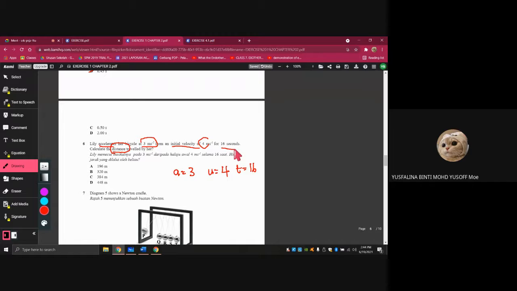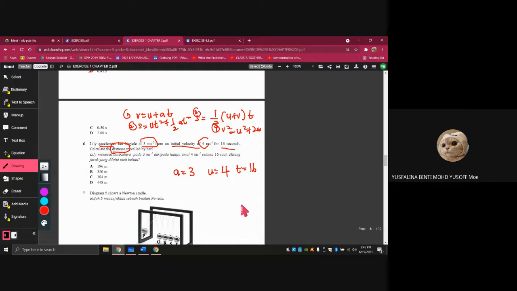This one is actually by using the equations of motion. Remember the one that S equals U plus V over 2 times T, V squared equals U squared plus 2AS, right? And another one, V equals U plus AT. And another one, S equals UT plus half AT squared. For this question, which one do you want to use? I give you number 1, number 2, number 3, or number 4.